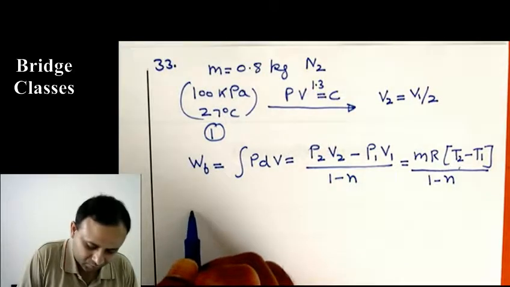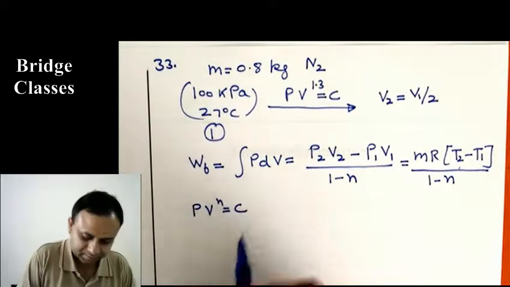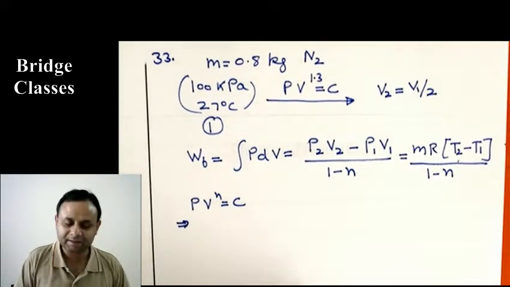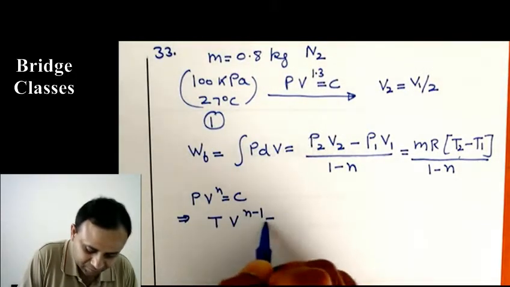Now, if you remember, PV^n is constant, and if it is an ideal gas, this is the same as TV^(n-1) being a constant.